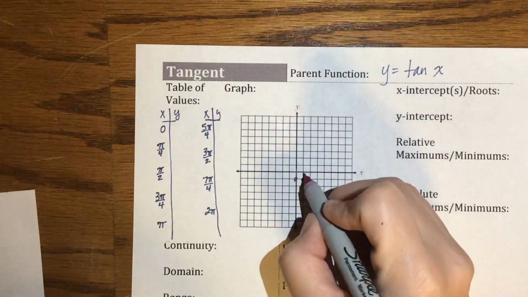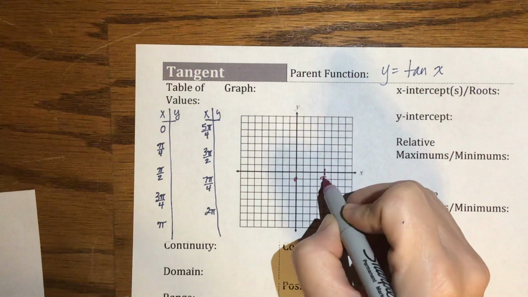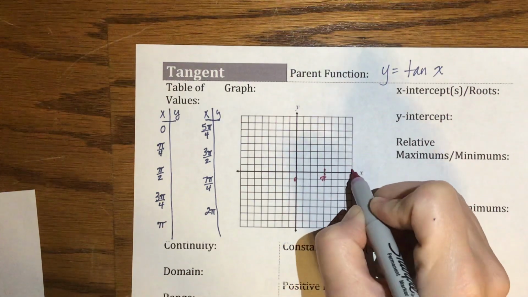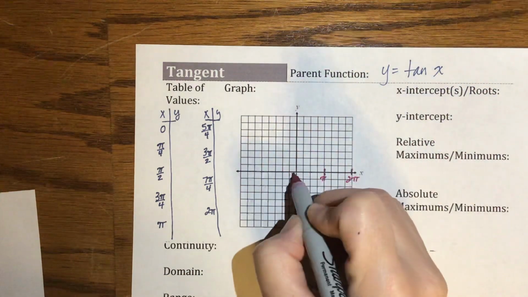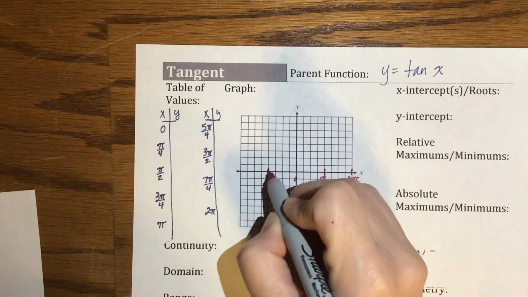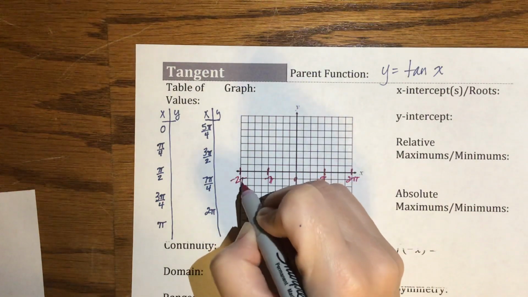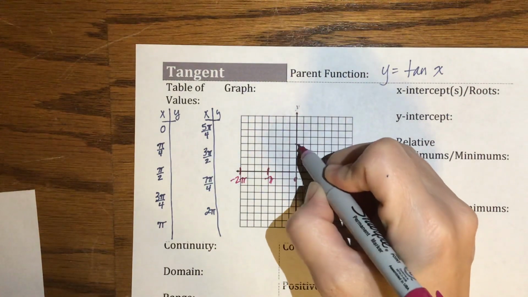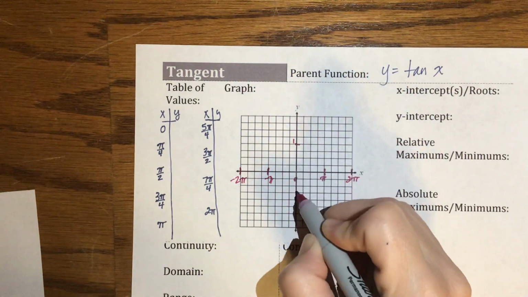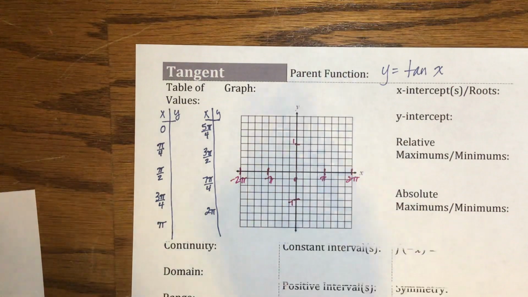So starting at 0, 1, 2, 3, 4, that's pi. 1, 2, 3, 4, that's 2 pi. And then 1, 2, 3, 4, that's negative pi. 1, 2, 3, 4, that's negative 2 pi. And then 1, negative 1.